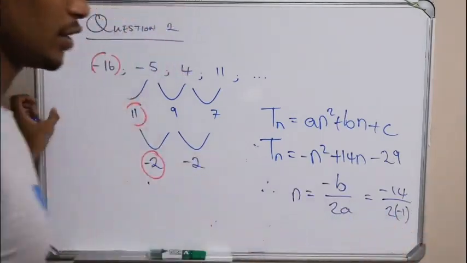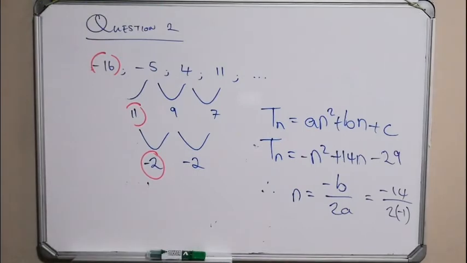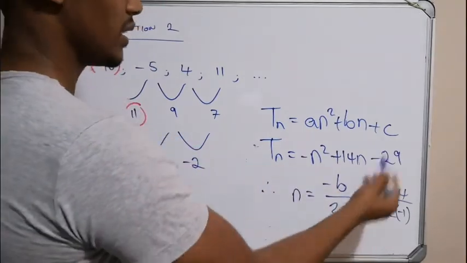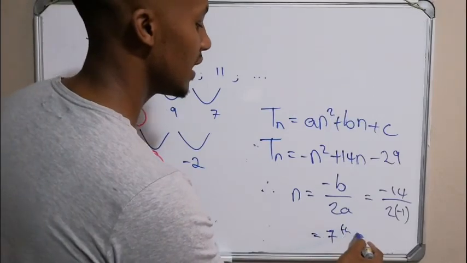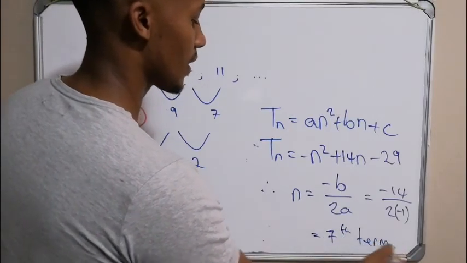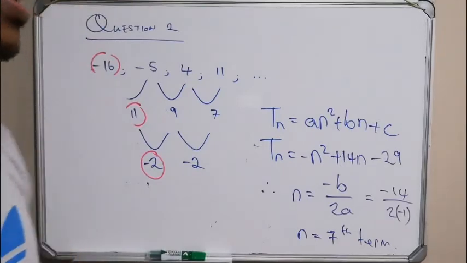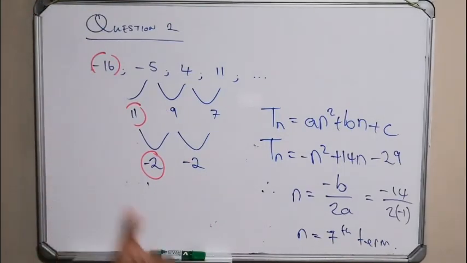Okay, you basically work this out. 14 divided by 2, the negatives cancel out, and that's equal to 7. So it's basically the 7th term. Okay, the 7th term will have the maximum value. And you can actually check that out.